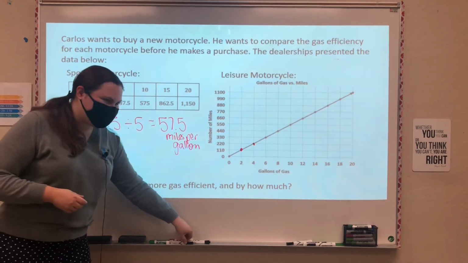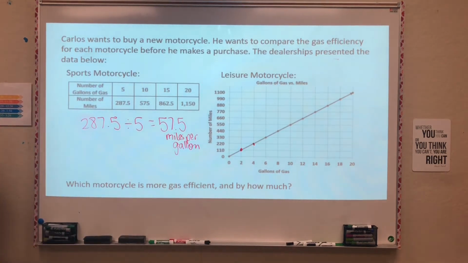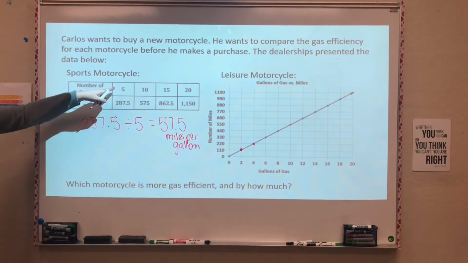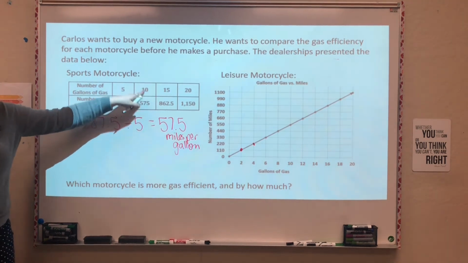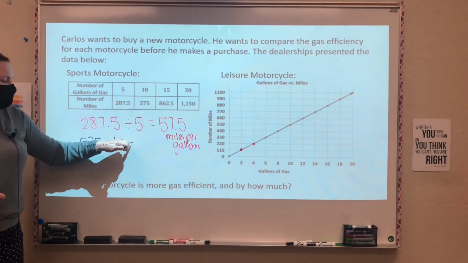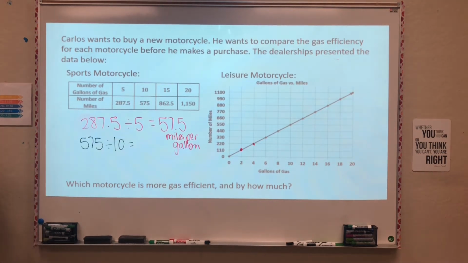We're going to share the joy of doing the math. Someone else tell me what else I need to do. The same as the 10, so 575 divided by 10. Yeah, let's do that. So you've divided this first one. What about the second one? If I do 575 divided by 10, that will equal 57.5.